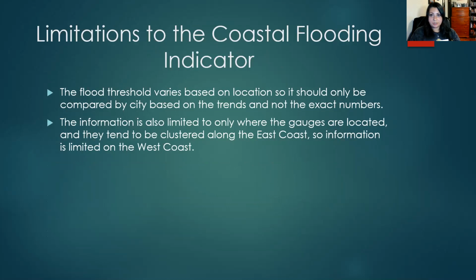The limitations to the coastal flooding indicator are that the flood threshold varies based on the location, so it should only be compared on a city-by-city basis on the trends and not the exact numbers. This is because different cities have a different maximum tidal height before flooding. So for some places, 10 inches might indicate a small flood, and in other places 30 inches might indicate a small flood, simply based on what barriers they have set up and things like that. This information is also limited to only where the gauges are located, and they are clustered along the East Coast, so the information is limited on the West Coast.